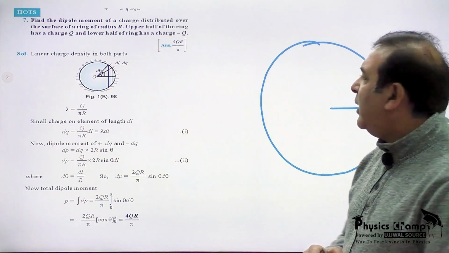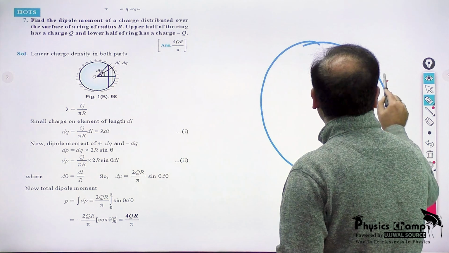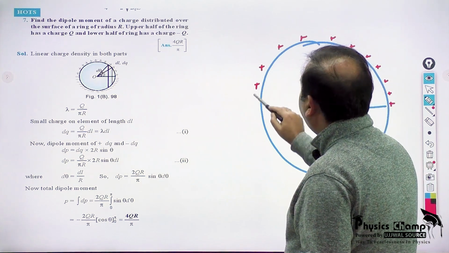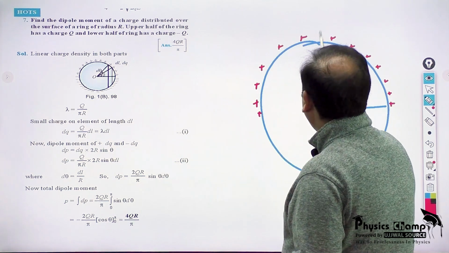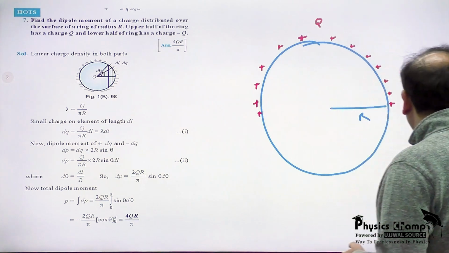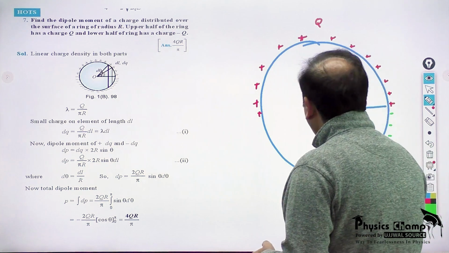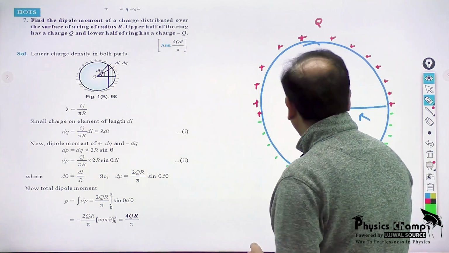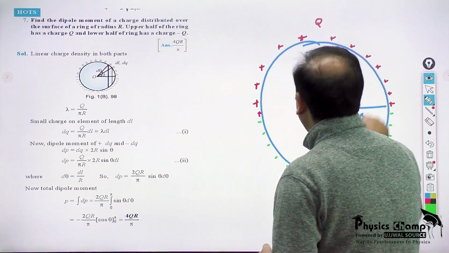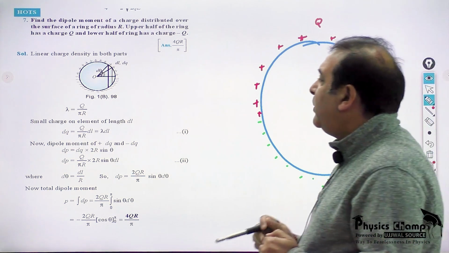Upper half of the ring has a charge q. So on the upper half of the ring you have a total charge q which is spread. So we don't have 2 point charges only here. We have total charge q spread on the upper half of the ring, and on the lower half of the ring you have another minus q spread over the whole length. So the total charge spread on the lower half of the ring is minus q, and on the upper half of the ring the total charge spread is plus q. I want the dipole moment in this situation.